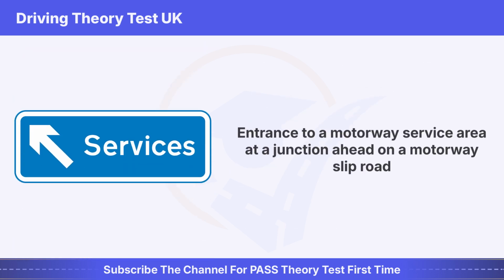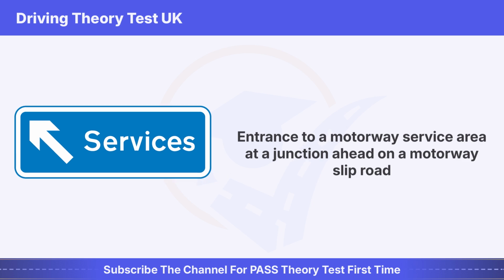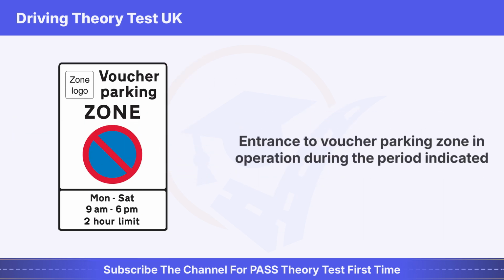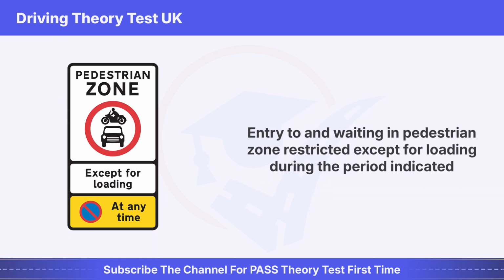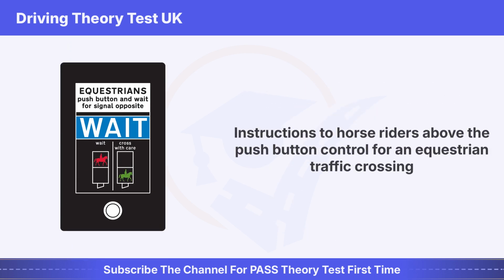Entrance to a motorway service area at a junction ahead on a motorway slip road. Entrance to voucher parking zone in operation during the period indicated. Entry to and waiting in pedestrian zone restricted except for loading during the period indicated. Instructions to horse riders above the push-button control for an equestrian traffic crossing.